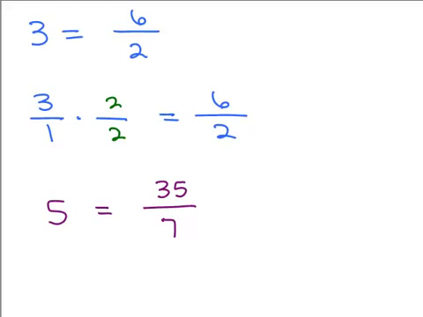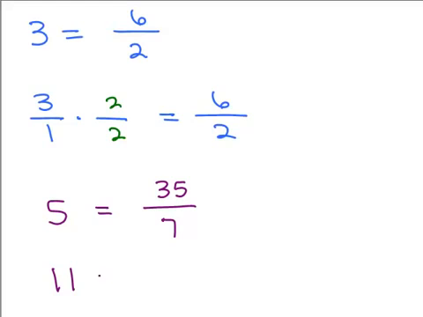All right, why don't you try this one? How about the number 11? Now, what I want you to do, I'm going to leave off the equal sign here because I don't know which way you're going to do it. I want you to write 11 as a fraction that has a denominator of 8. Okay, so write 11 as a fraction with a denominator of 8.